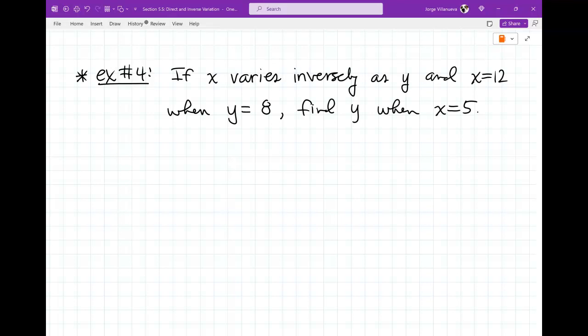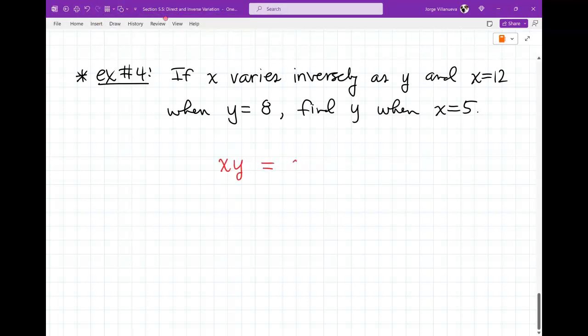Inverse variation means when one goes up, the other goes down, or when one goes down, the other goes up. It's inversely related, right? If it was directly related, then yes, x got smaller, therefore y should get smaller. But with inverse variation, if x gets smaller, y should get bigger. So I better get an answer that's bigger than 8. It could be a little bit bigger, it can be a lot bigger, but as long as it's bigger. So here we go.